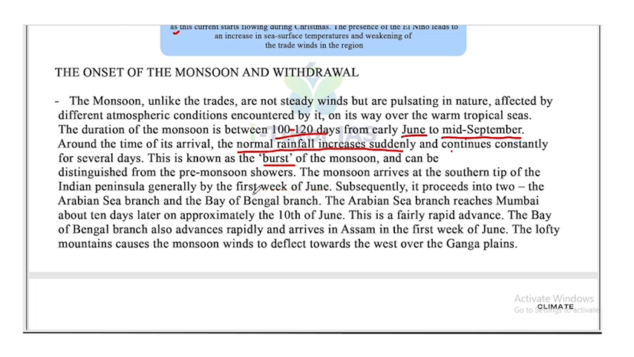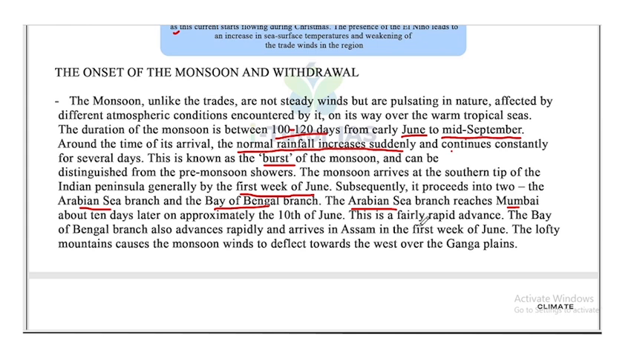Generally, in the first week of June, the monsoon reaches the southern region. Subsequently, it proceeds into two branches: the Arabian Sea branch and the Bay of Bengal branch. The Arabian Sea branch reaches Mumbai about 10 days later, on approximately the 10th of June.